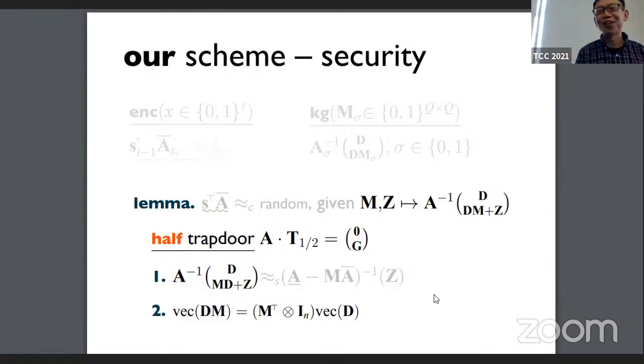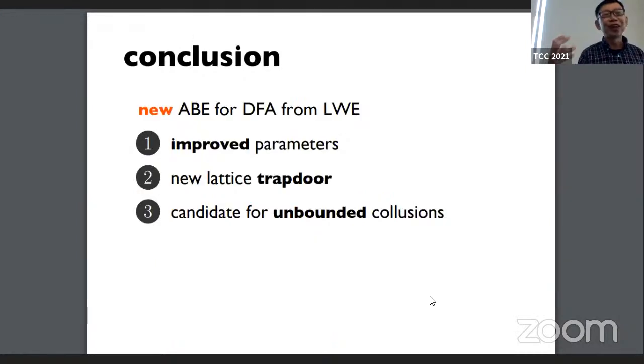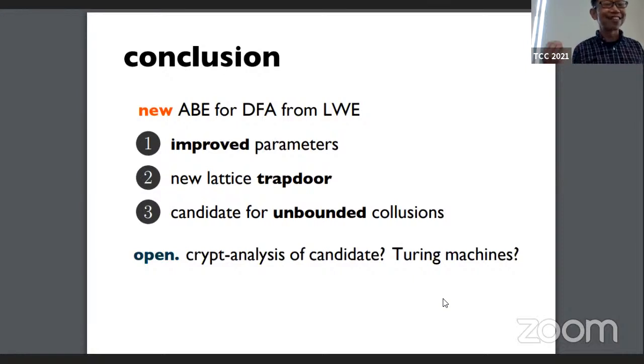Okay. All right, so let me now summarize the main result of this work. We get a new ABE for DFA from LWE with improved parameters. Along the way, we have this new half-trapdoor idea, and we also get a candidate for unbounded collision as well. So a couple open problems. One is to do a cryptanalysis of our new candidate for unbounded collisions. I think that would be nice. Another is to see if our techniques can be extended to give simpler constructions for Turing machines. Thank you.